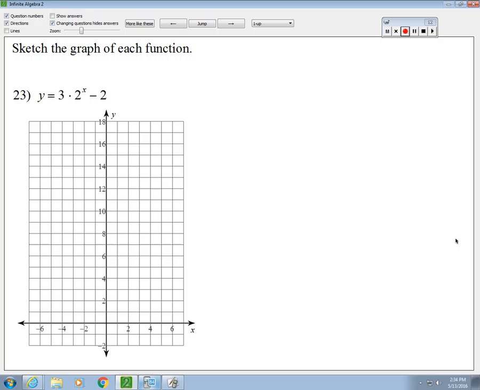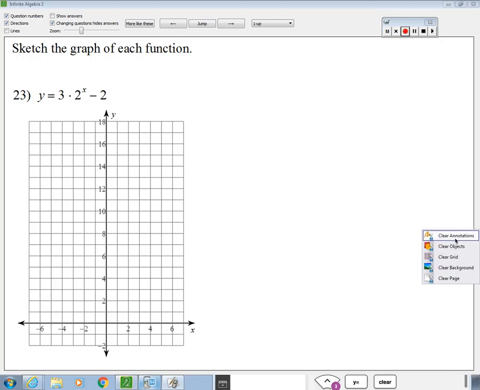Okay, next question. Really quickly though, they don't ask for it, but just because I feel like it'll help, let's do the domain and the range of this exponential function. When you hear the word domain, you think of what?